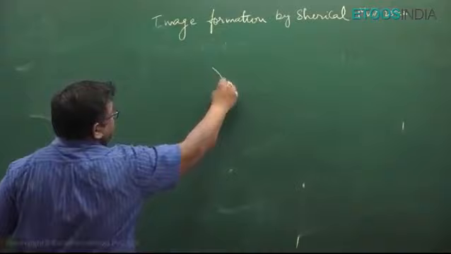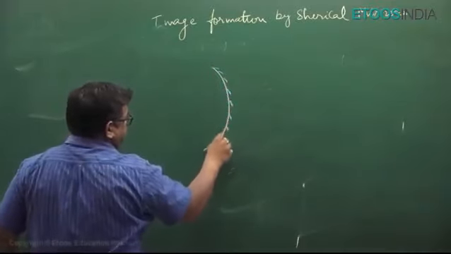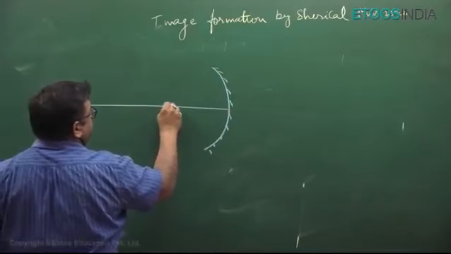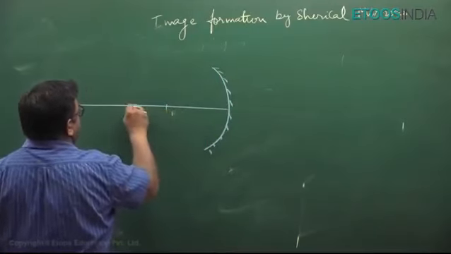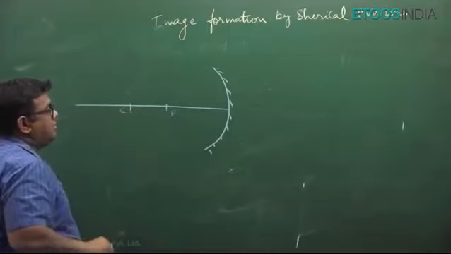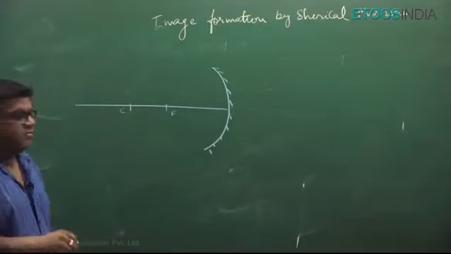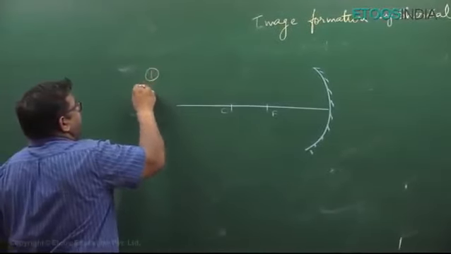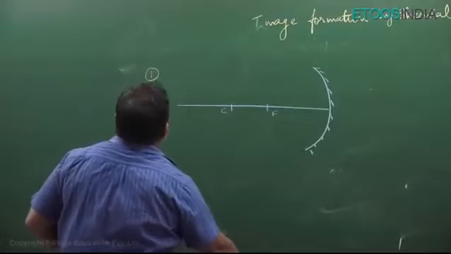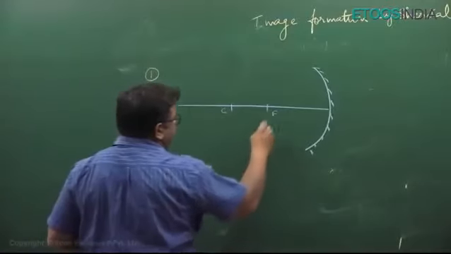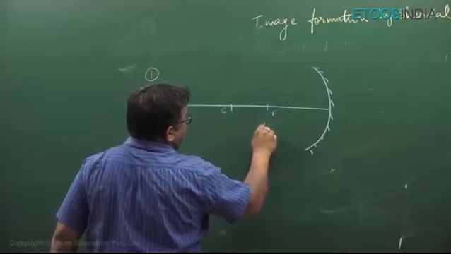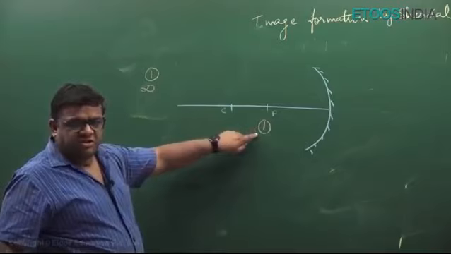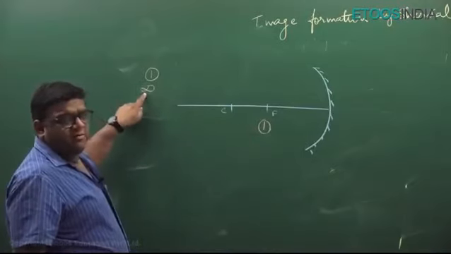See, students, if the object was placed at infinity, then the image was formed at focus. This brown color or grey color is for image formation, and this yellow color is for object placed position.